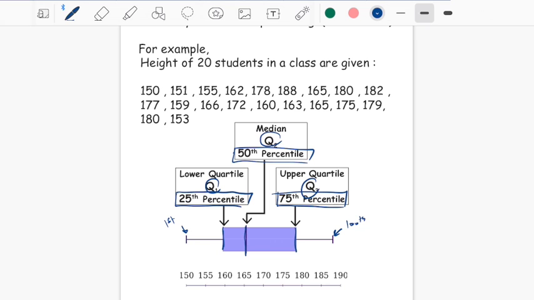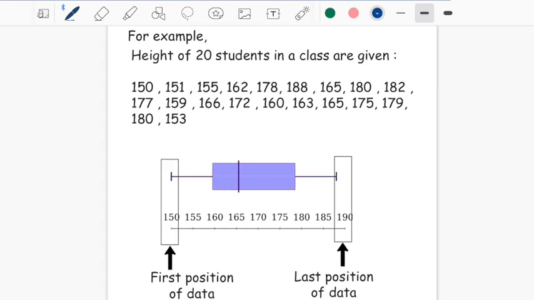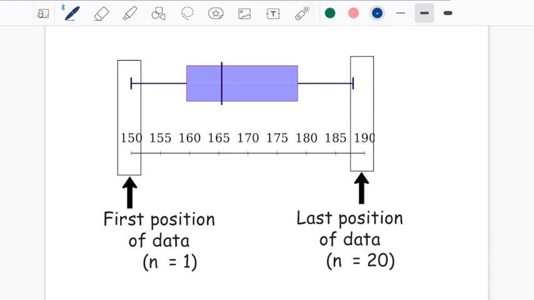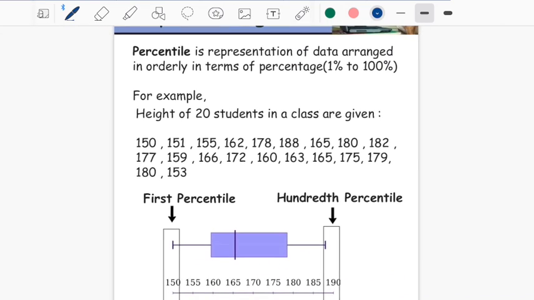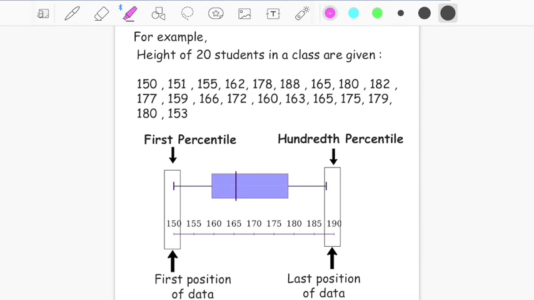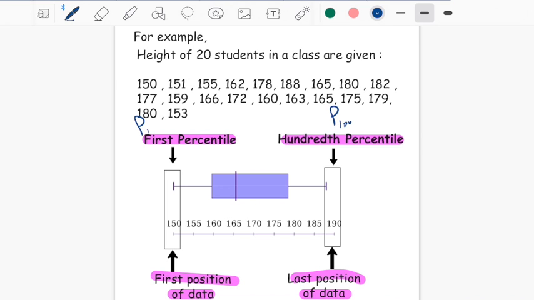So the question can ask you to find the percentile at each level. Let's say I have a 20 data set. So N1 is my first percentile, N20 is my 100th percentile. As you can see, the first position is always your first percentile. Keep that in mind. So I can label it as P1, which means first percentile. Then my 100th percentile is my last position, so I'll label this as my P100.